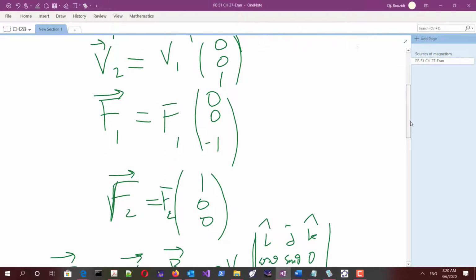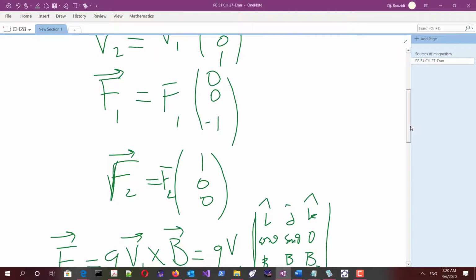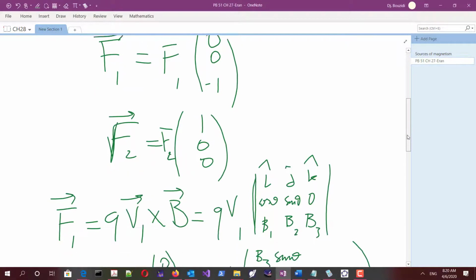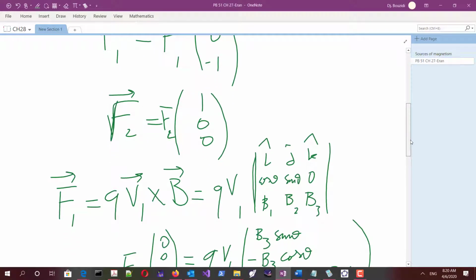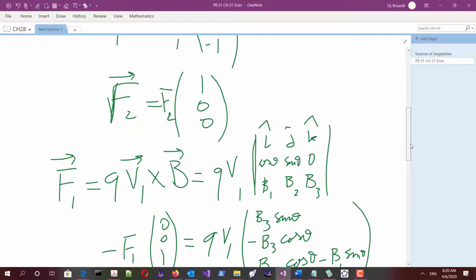F2 is given to be completely in the x direction. Its magnitude is F2 and its components are 1, 0, 0. So basically, based on that and the fact that the force is just a cross product of the velocity and the magnetic field B times the scalar Q, and Q is positive, everything doesn't change in terms of the sign as far as Q is concerned. It's just a number, and a positive number, that is.